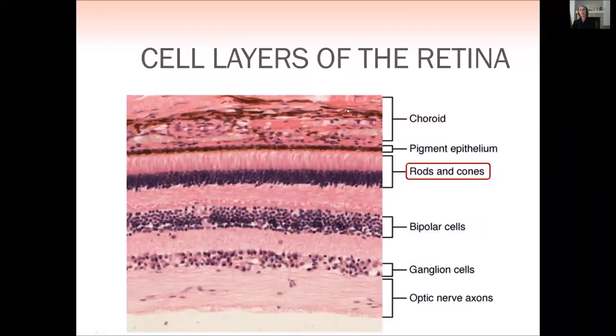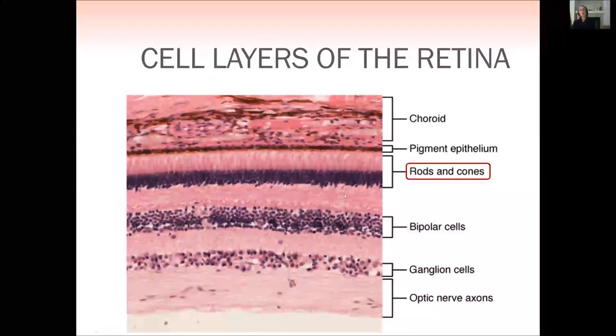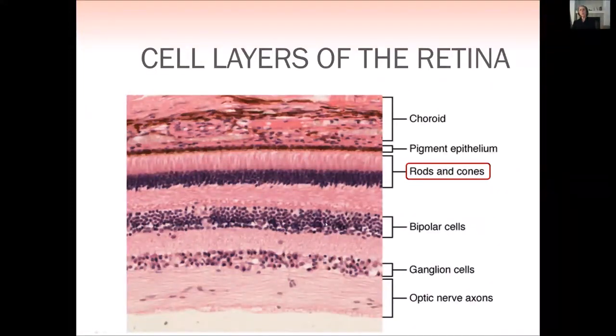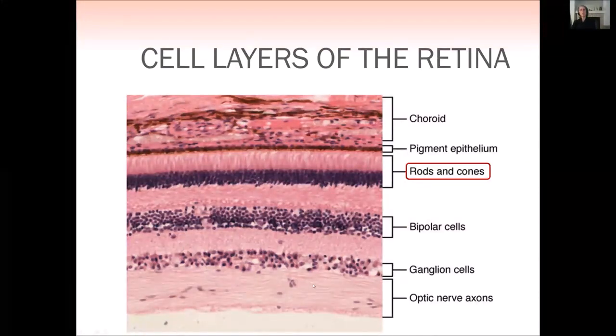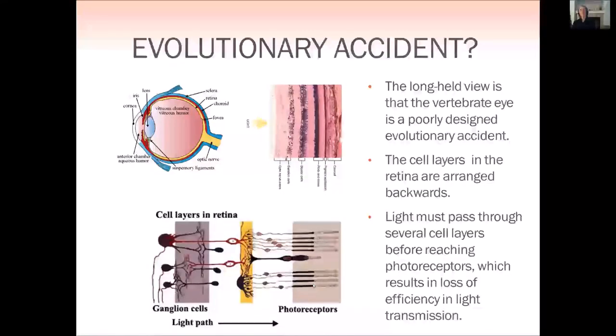This is the back of the eye, and here we have some pigment that helps to reduce light scatter within the eyeball. On top of this pigmented epithelium, we find our rods and cones, our photoreceptors. But notice that on top of them, we've got some other cells called bipolar cells that help process information. And we have some ganglion cells that do some other processing. And on top of that, we have the axons of the optic nerve, the little nerve fibers of the optic nerve. Well, this is a problem.